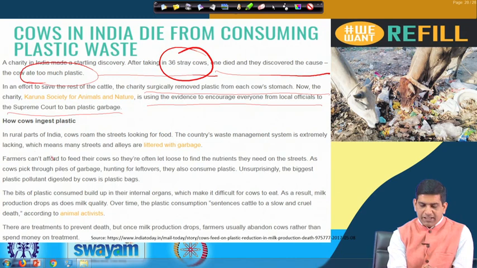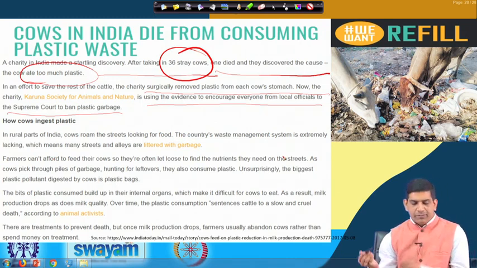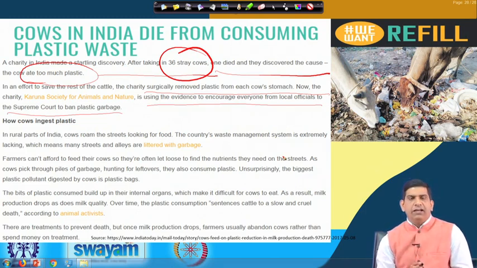So, how does a cow ingest plastic in rural parts? Cows roam on the street for food. The country's waste management system is extremely bad, as we all know, so many areas are littered with garbage. Farmers cannot afford to feed their cows, so they just let them go on the streets, and the cows pick through piles of garbage, hunting for leftovers.